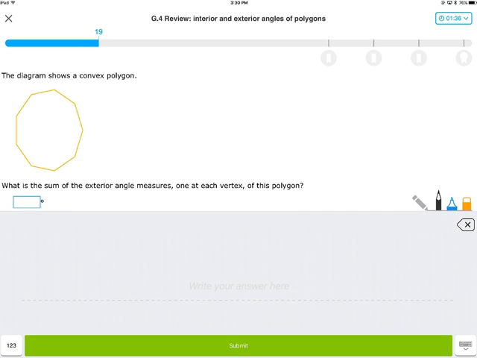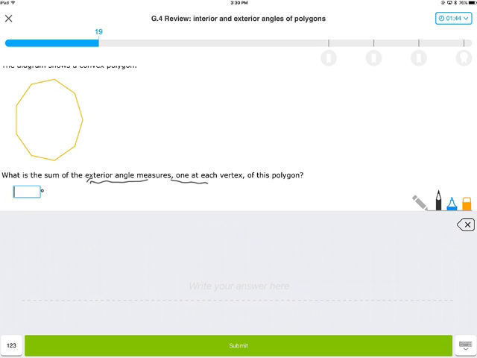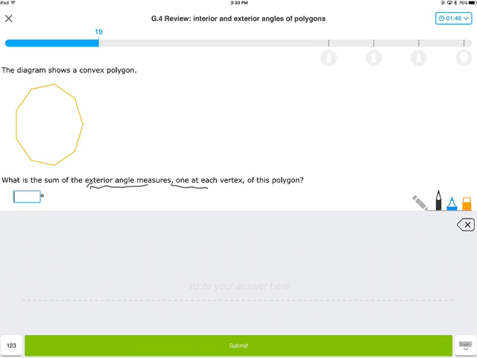The diagram shows a convex polygon. What is the sum of the exterior angle measures? Okay, and they specifically even say 1 at each vertex. That is nice of them. So I know the sum is 360 degrees if there's only 1 at each vertex.